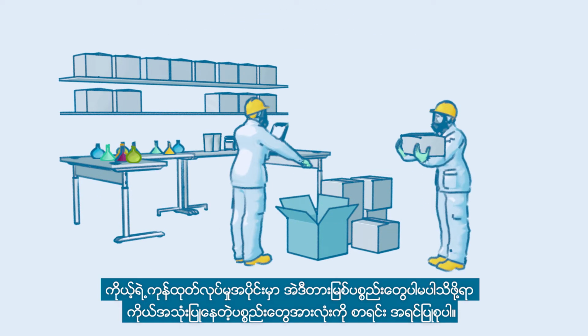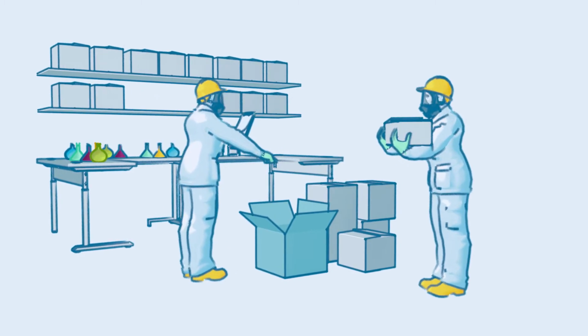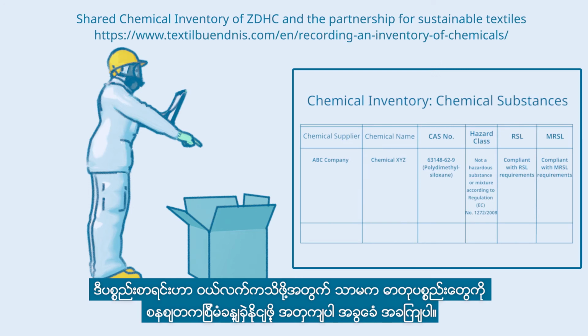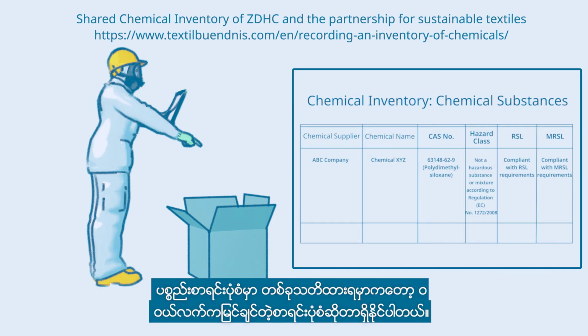To understand whether you are using any restricted substances in your production, prepare an inventory of all substances in use in your production process. Such an inventory is not only required by your buyers, but also forms the basis for managing the chemicals in a systematic way. Be aware that your buyers may have specific expectations regarding the format of such inventory.